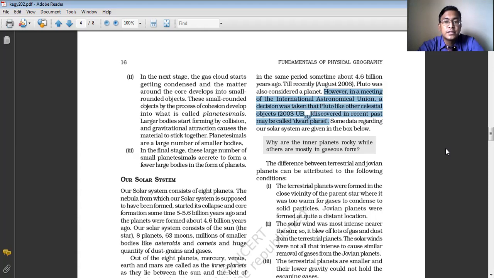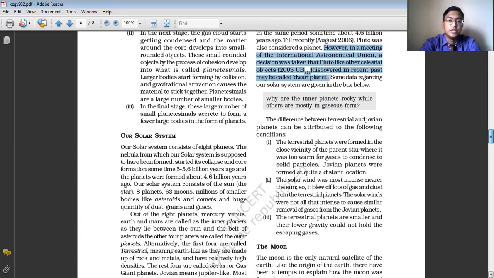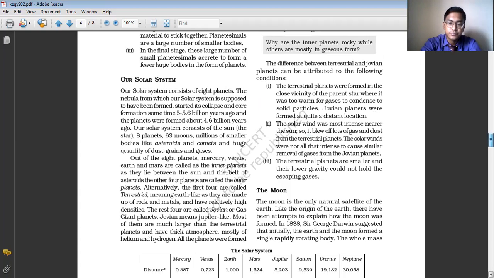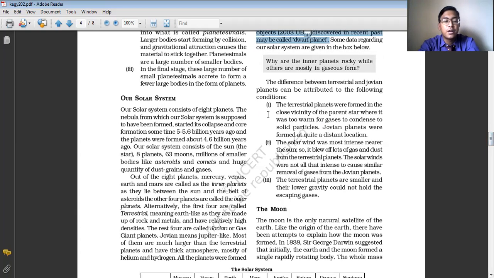Okay, so Pluto is now considered a dwarf planet. This is about our solar system, the solar system of our universe actually. Here, the most important thing we need to learn from this part is the difference between the terrestrial and the Jovian planets, or the difference between the inner planets and the outer planets.